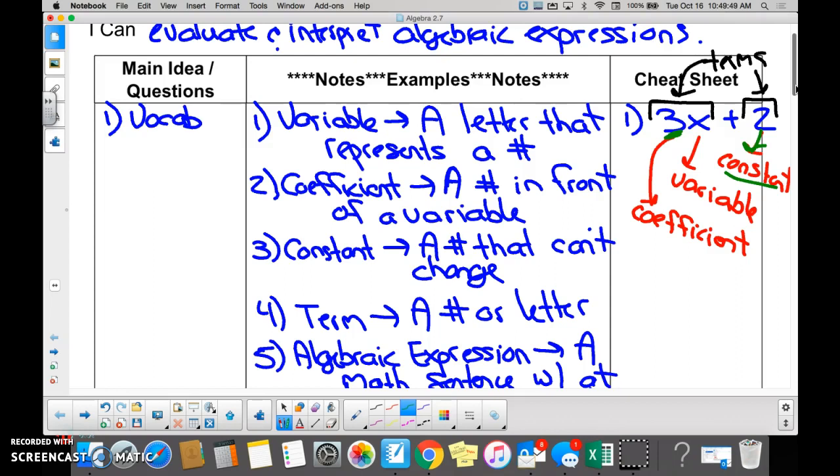In this particular expression, we have 2 different things going on. We have 3x and we have 2, and they're added together. Those are called terms. And then this whole thing, 3x plus 2, is an algebraic expression. Yes?